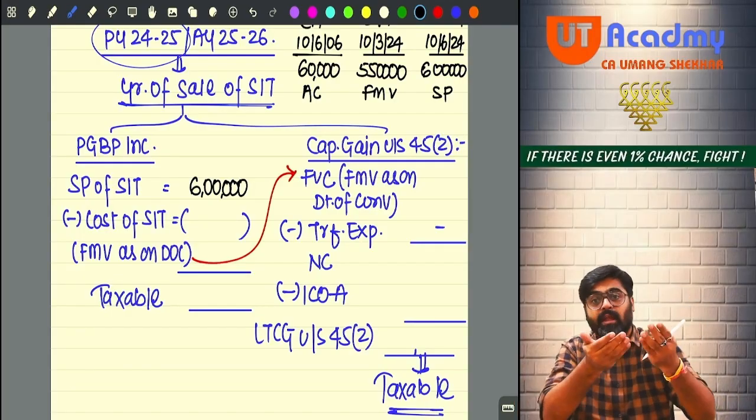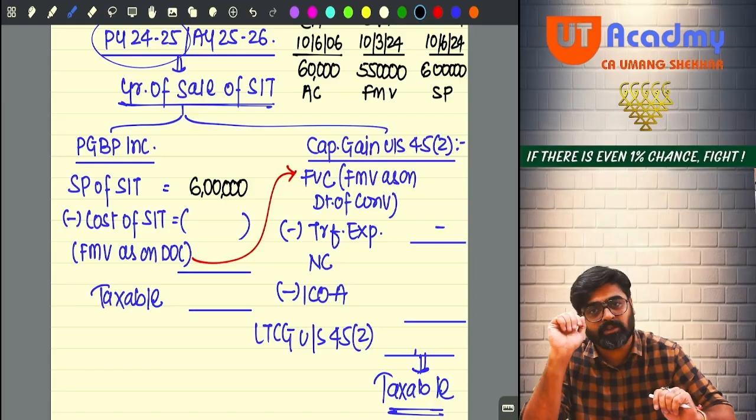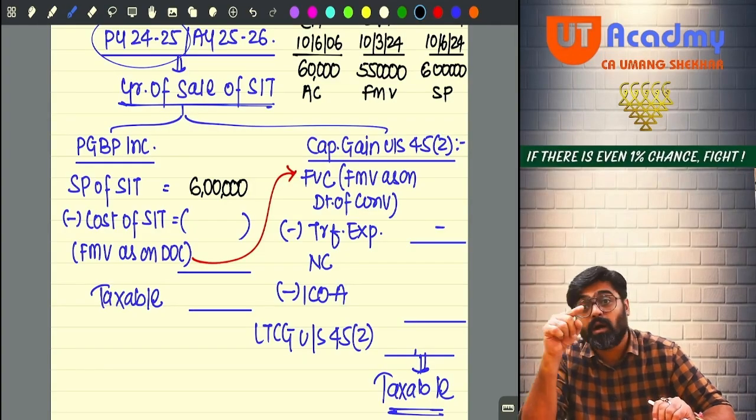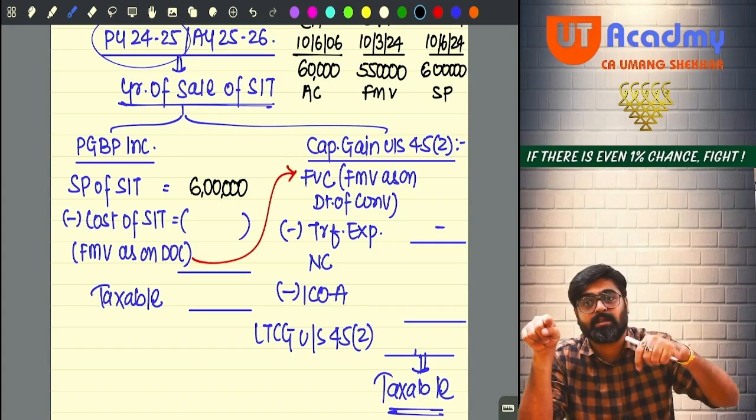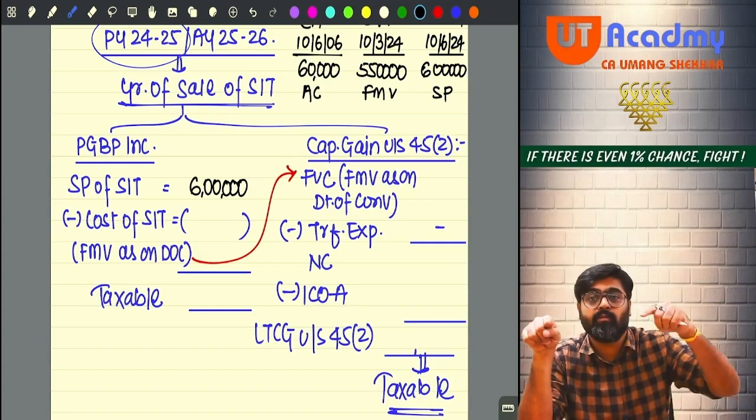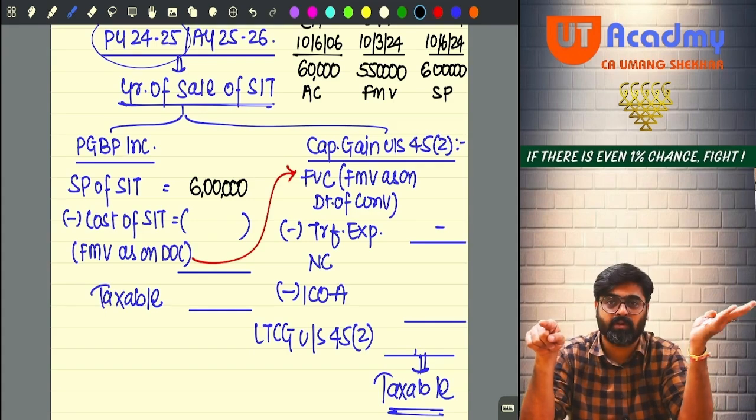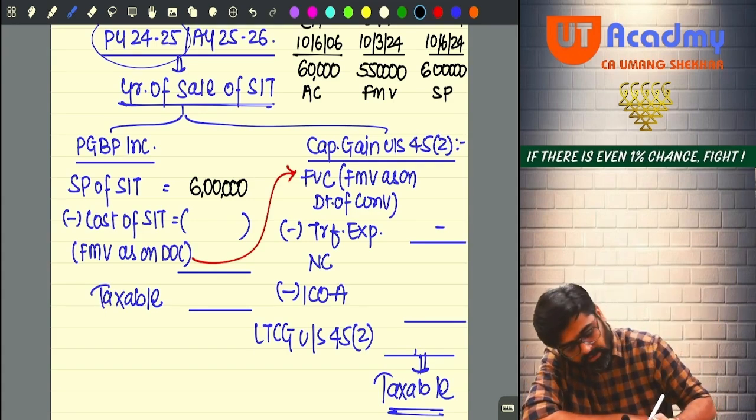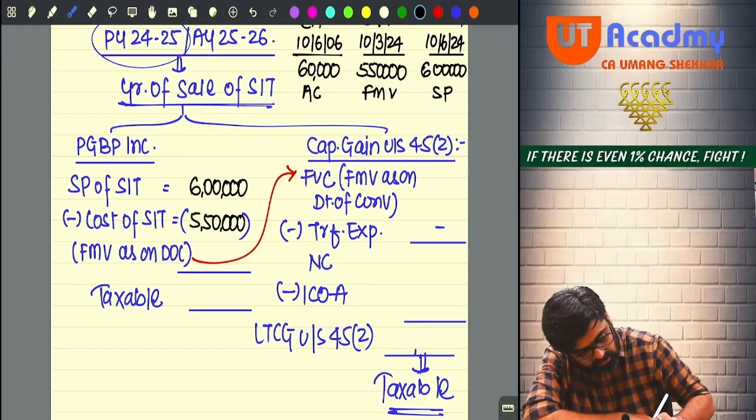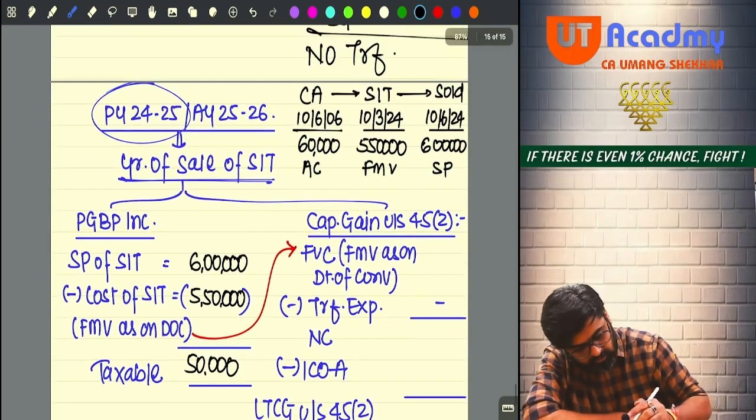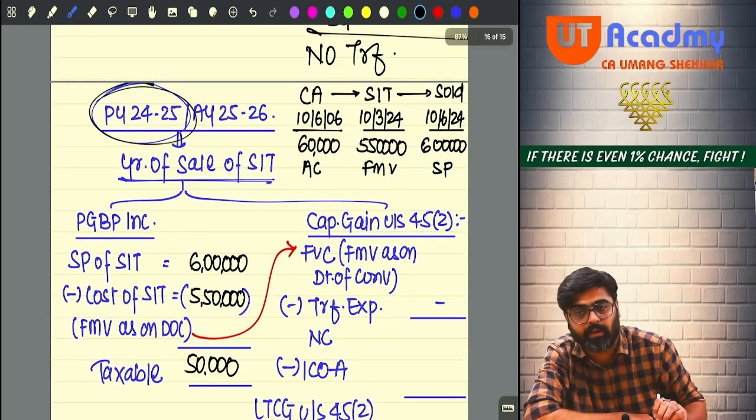That's it. Because that is the gain for the period for which I am holding the asset as stock in trade. The earlier gain for the period for which I was holding the asset as a capital asset cannot be taxed under PGBP. That gain will come right hand side, see 45(2). So here I will reduce 5,50,000. My PGBP income will be 50,000 taxable. This will be taxable in the year in which the stock in trade is sold, 24-25.